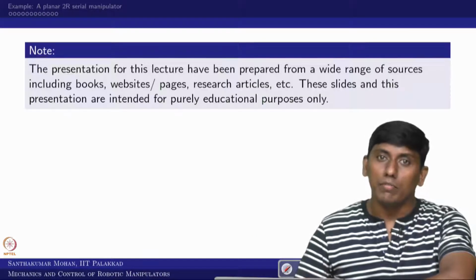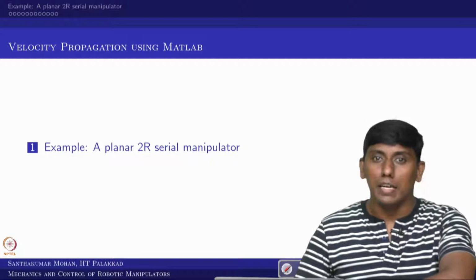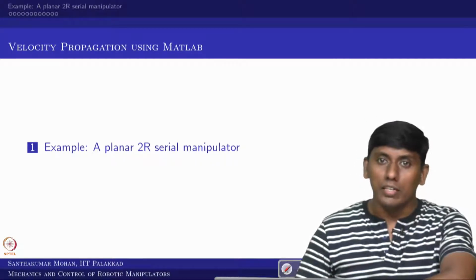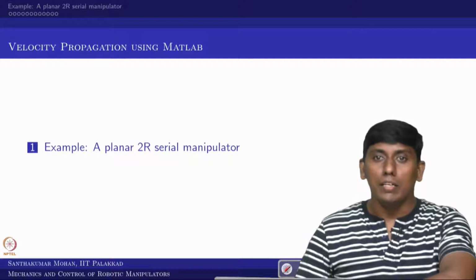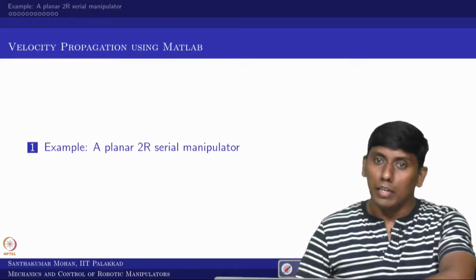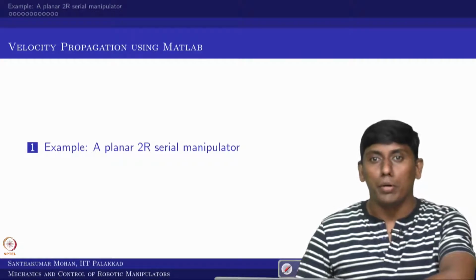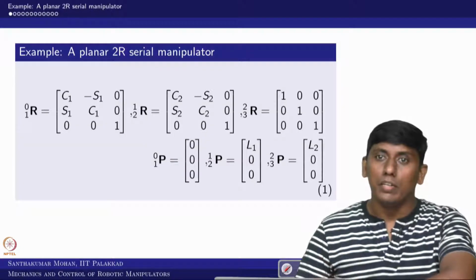So what we are trying to do is take the same example which we have seen in the last lecture, the 2R serial planar manipulator, and derive it in MATLAB and see whether the same equation which we obtain in the analytical method we are getting in MATLAB or not. So for that first we will recall.